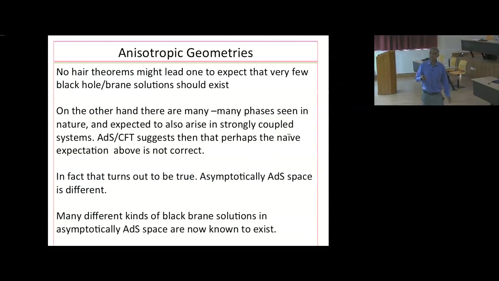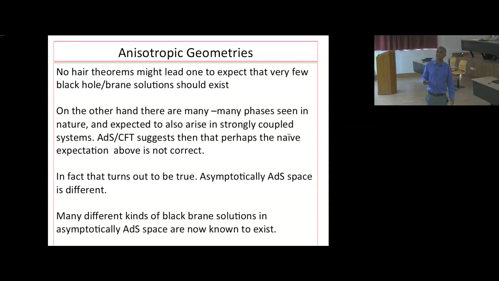And in fact, that turns out to be true, and this is an old and long beautiful story now. The key, I think, is that asymptotically AdS space is different from asymptotically flat space, and that is why, for example, you can have scalar hair and you can have holographic superconductors, and that is also why you can have a lot of structure in these kinds of asymptotically AdS spaces, which can also be anisotropic.